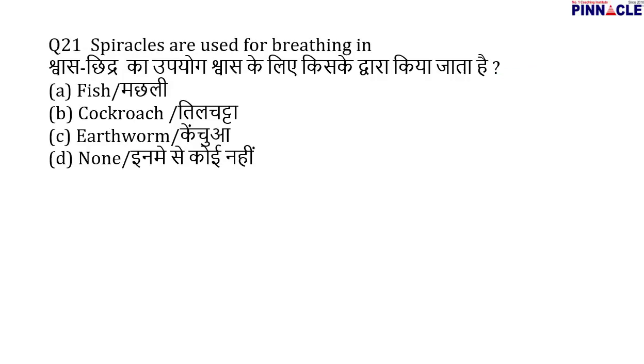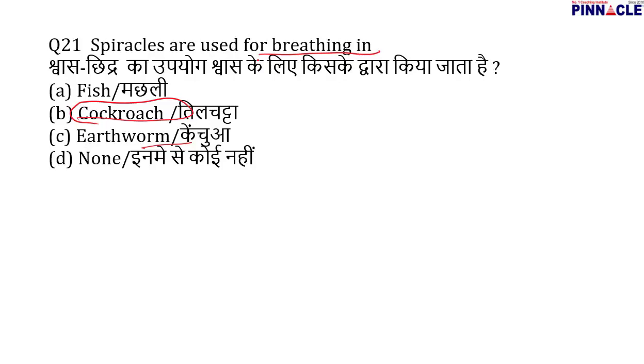Moving to question number 21, we have been asked that spiracles are used for breathing in which organism. We have to name the organism in which spiracles are used for breathing. Are they used in fish, or in cockroach, or in earthworm? The correct option is cockroach. Basically, cockroaches have spiracles as well as trachea as their organs for breathing.